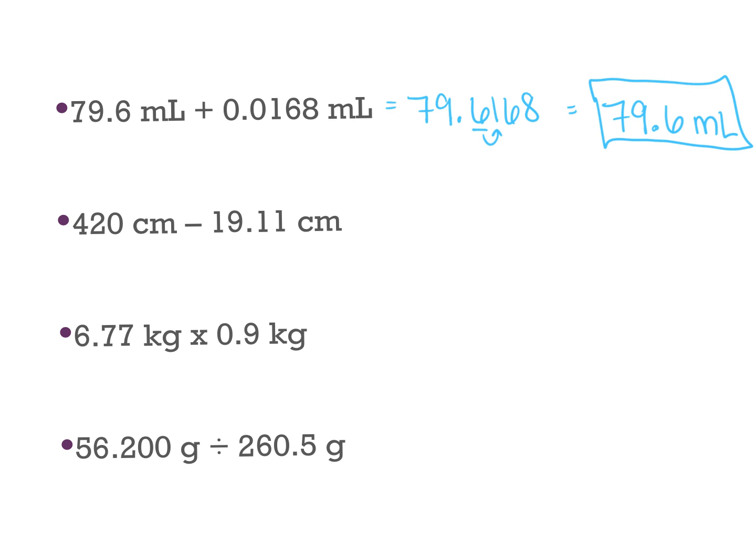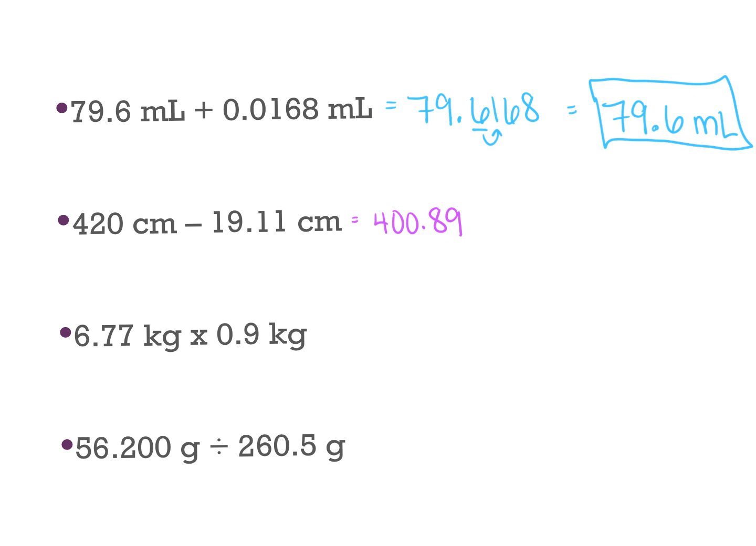Okay, number 2, when you typed in 420 minus 19.11 in the calculator, what did you get? 400.89? Okay. Okay, and then we pause for a second. We think about the sig fig rules. What's the sig fig rule for subtraction? Decimals. How many decimals are in 420? 0. Do we even need to take the time to look at this number? No, because how many is our answer going to have?